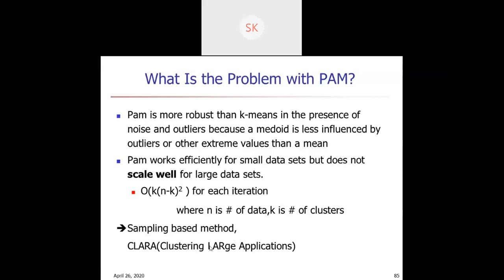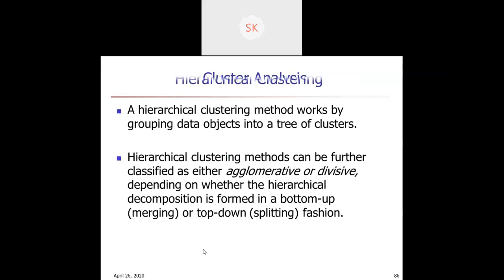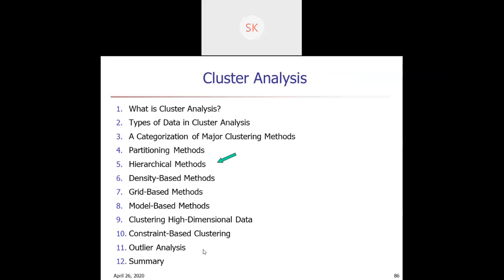Sampling based method, that is CLARA, clustering large applications. As we have seen, a large data set we cannot accommodate here, and PAM does not work well with large data. So with respect to large data, CLARA is the next variant of the K-medoids method for partitioning. This is all about the partitioning methods, where we have seen K-means and K-medoids.